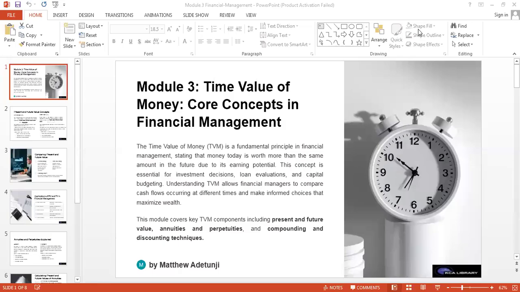Welcome back. We are discussing time value of money today under the course financial management. Time value of money is actually a very core concept in financial management. When we talk about the meaning, it's a fundamental principle in financial management which states that money today is worth more than the same amount in the future due to its earning potential.